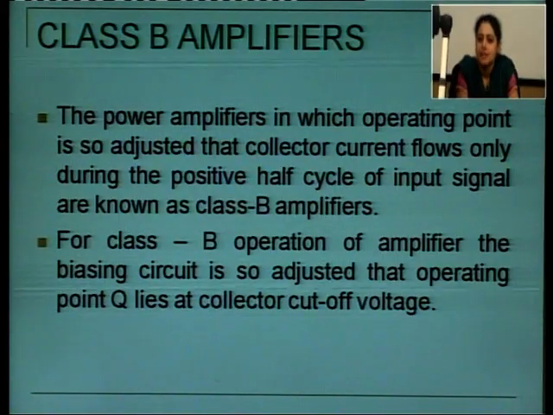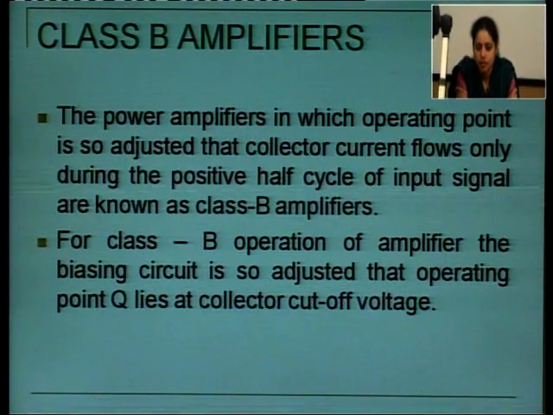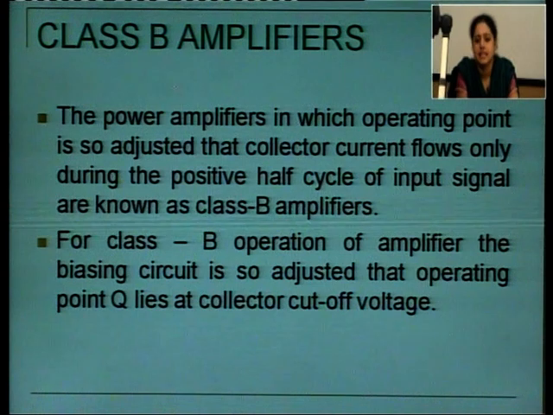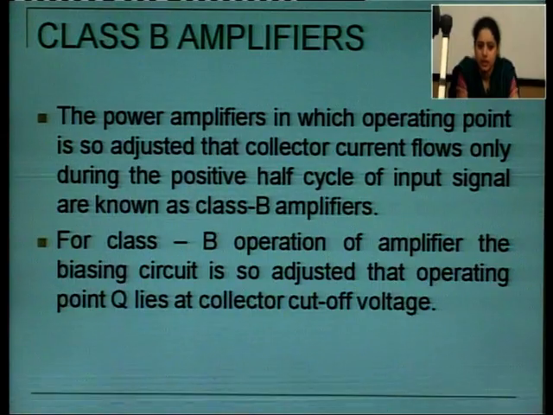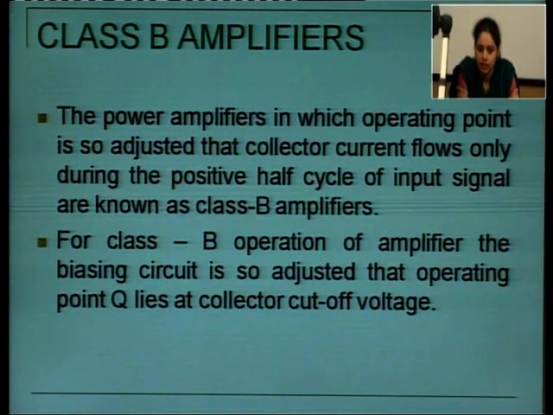Coming to class B amplifiers: now we have discussed class A amplifiers, now class B amplifiers. The difference between class A and class B amplifiers lies in the current, whether it is present for the full cycle, half cycle, or more than half cycle and less than the full cycle. In class B amplifiers, the operating point is so adjusted that the collector current flows only during the positive half cycle of the input signal, so it is known as a class B amplifier. For class B operation, the biasing circuit is so adjusted that the operating point Q lies at the collector cutoff voltage.